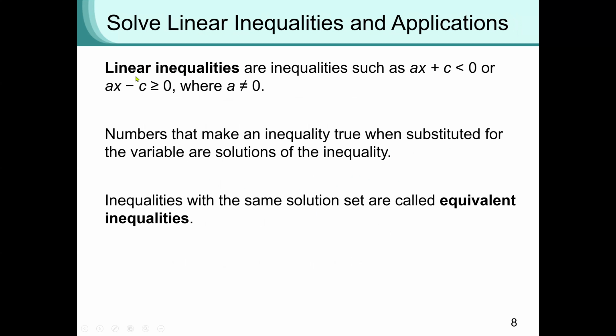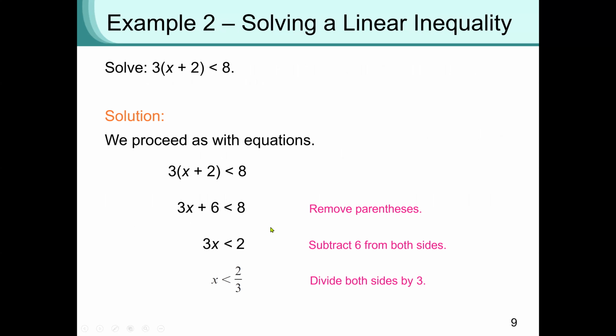Linear inequalities are inequalities such as ax + c < 0, or ax - c ≥ 0, where a is not equal to 0. Now we are looking for the variable x. If a is 0, it means x doesn't exist. So a can be any value, positive or negative, but it cannot be 0.